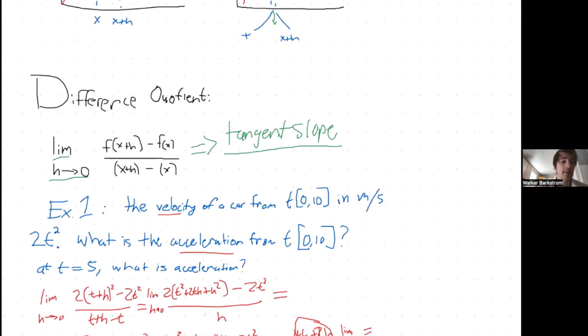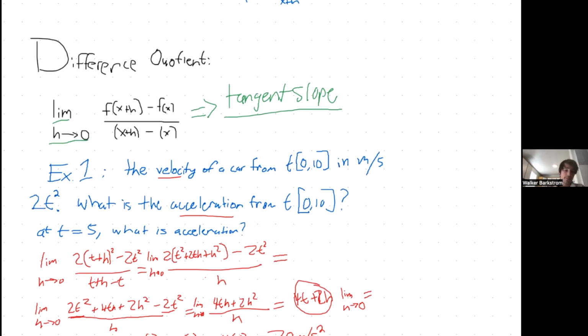If we plug in this 2t squared into our difference quotient formula, we get the limit as h approaches 0 of 2 times (t plus h) squared minus 2t squared over (t plus h) minus t, which is the same as the limit as h approaches 0 of 2 times this whole trinomial minus 2t squared over h. We can distribute this 2 and combine like terms, and we get the limit as h approaches 0 of 4th plus 2h squared over h. And then thankfully this h cancels out.